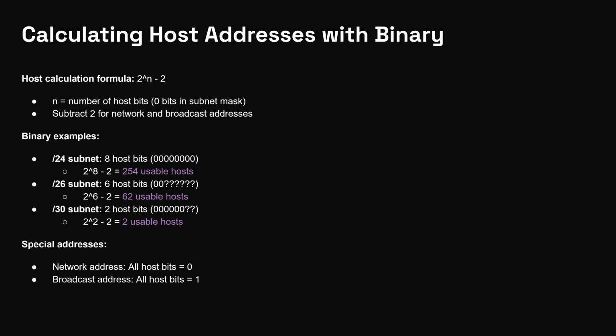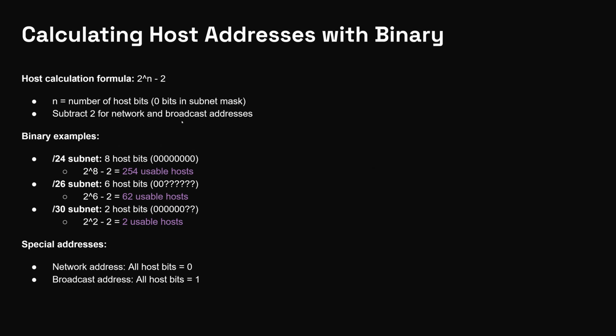Of course. So calculating host addresses with binary. There's a formula which is 2 to the power n minus 2. Why? Let's talk about what that means. The n is the number of host bits, so 0 bits in the subnet mask, then subtract 2 for the network ID and the broadcast addresses. So in the previous example that Mohammed had in his slide, that 0 is your network ID. That is not a usable address.